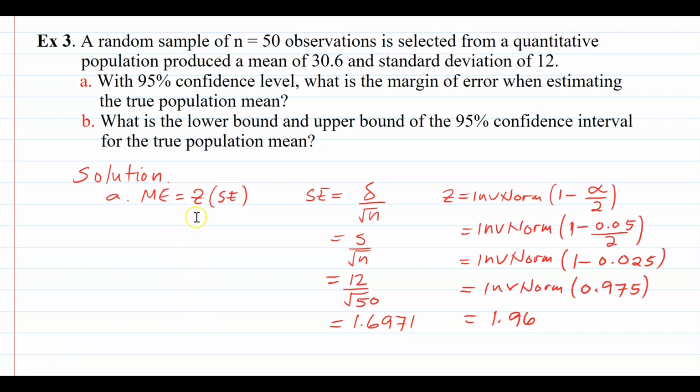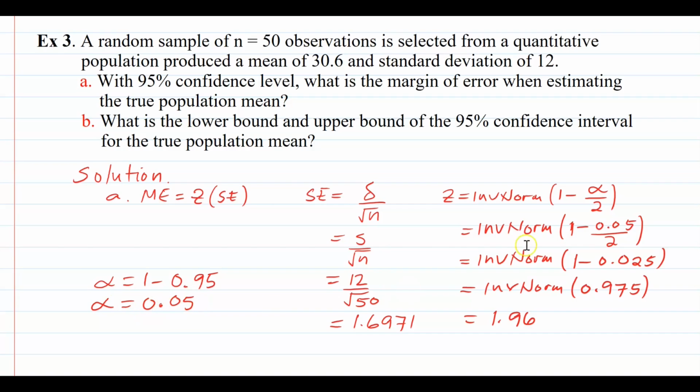Now let's calculate the Z value. For the Z value, our formula is Z equals inverse normal of 1 minus alpha over 2. Our alpha is equal to 1 minus the confidence level or confidence coefficient. Because our confidence level is 95%, alpha will be 1 minus 0.95. So alpha is equal to 0.05.